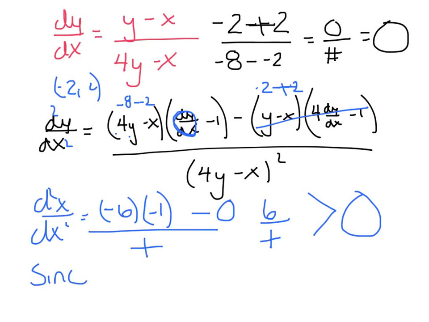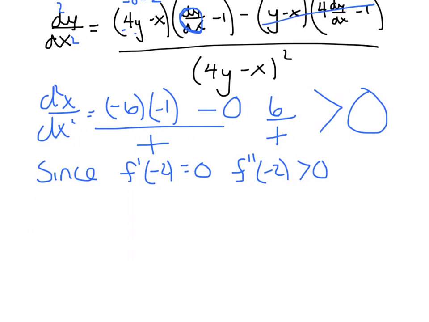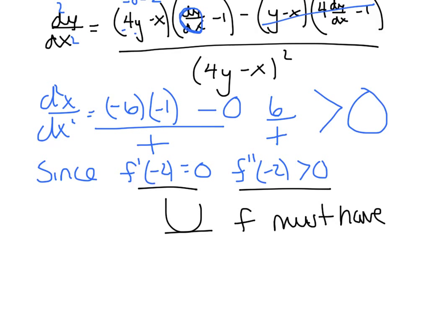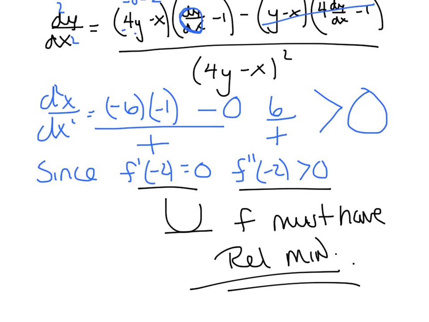So I can say since f prime of -2 equals 0, and f double prime of -2 is greater than 0, draw it out for yourself. You have a slope of 0, and you are concave up, slope of 0. f must have a relative min. And that's all the second derivative test is saying.